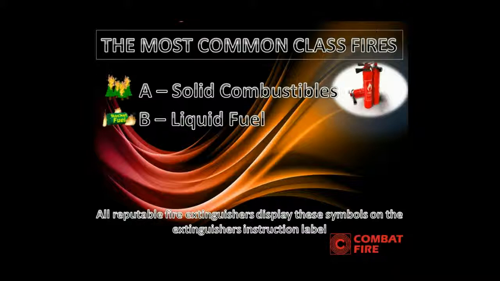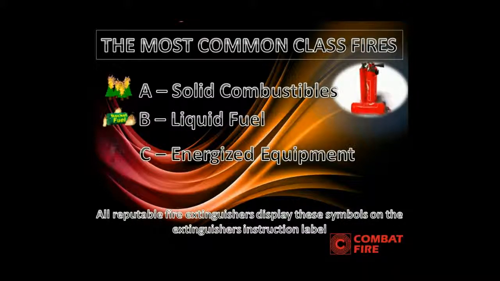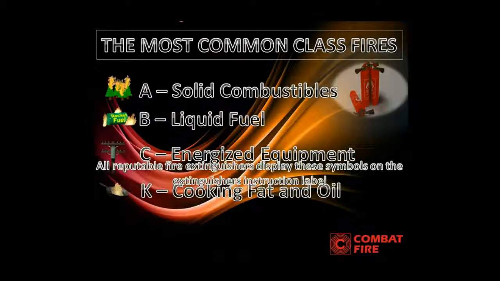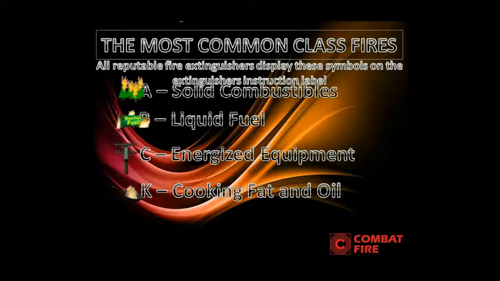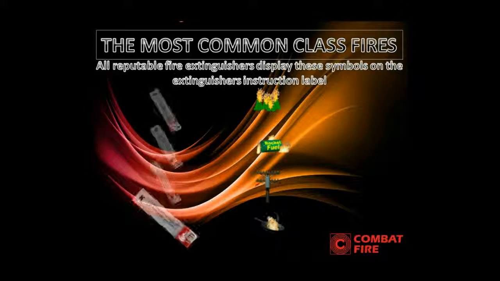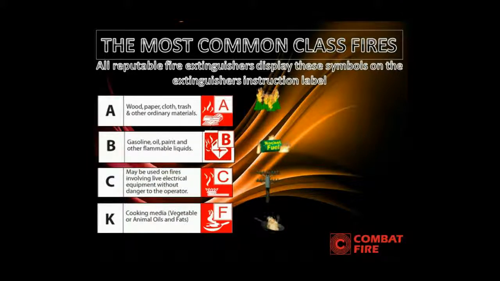Most fuels have been assigned a symbol and letter from the alphabet in order to easily refer to them. A. Solid combustible material. B. Liquid fuels. C. Energized electrical equipment. K. Cooking oils and fats. Legally, all approved fire extinguishers must display these symbols on their instruction labels.